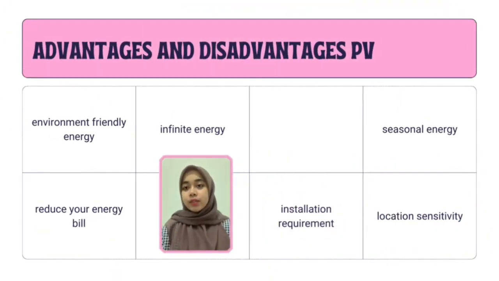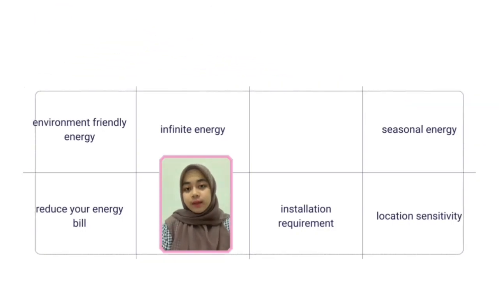There are three advantages and three disadvantages of PV. Advantages: number one, environment friendly energy. Number two, reduce your energy bill. Number three, infinite energy. For disadvantages: number one, seasonal energy. Number two, installation requirement. Number three, location sensitivity.